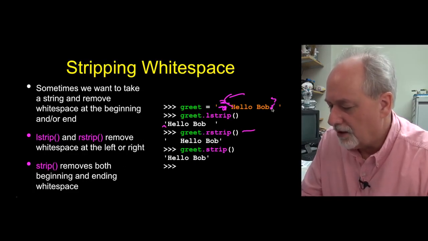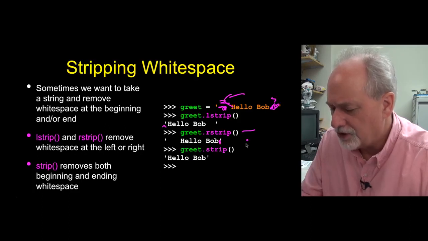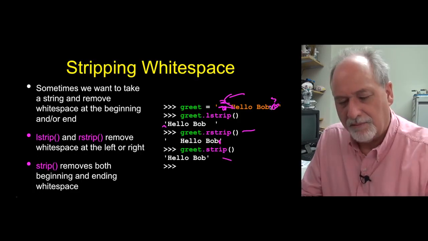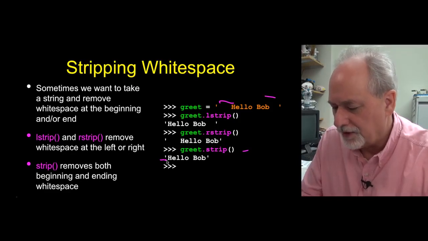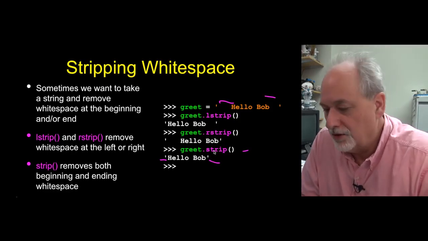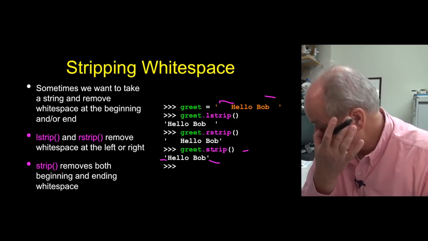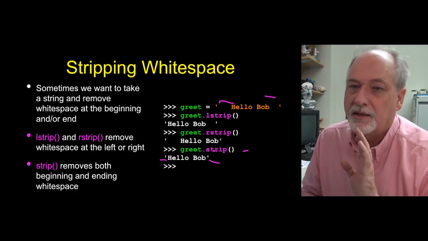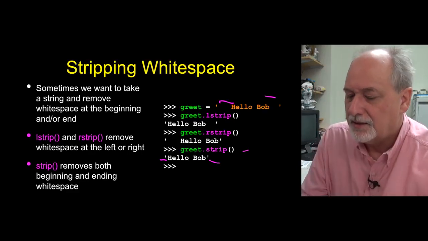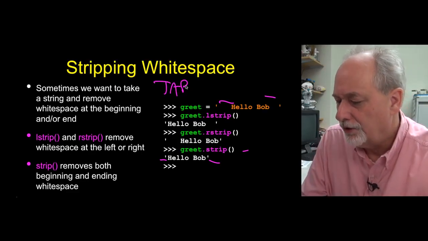rstrip means throw away all the blanks on the far end. And then strip says take both sides, and so that pulls out all the spaces on both sides. This will be useful because sometimes when you're tearing stuff apart, you'll find yourself getting extra spaces, sometimes at the beginning, sometimes at the end. And it can be a tab or new line.